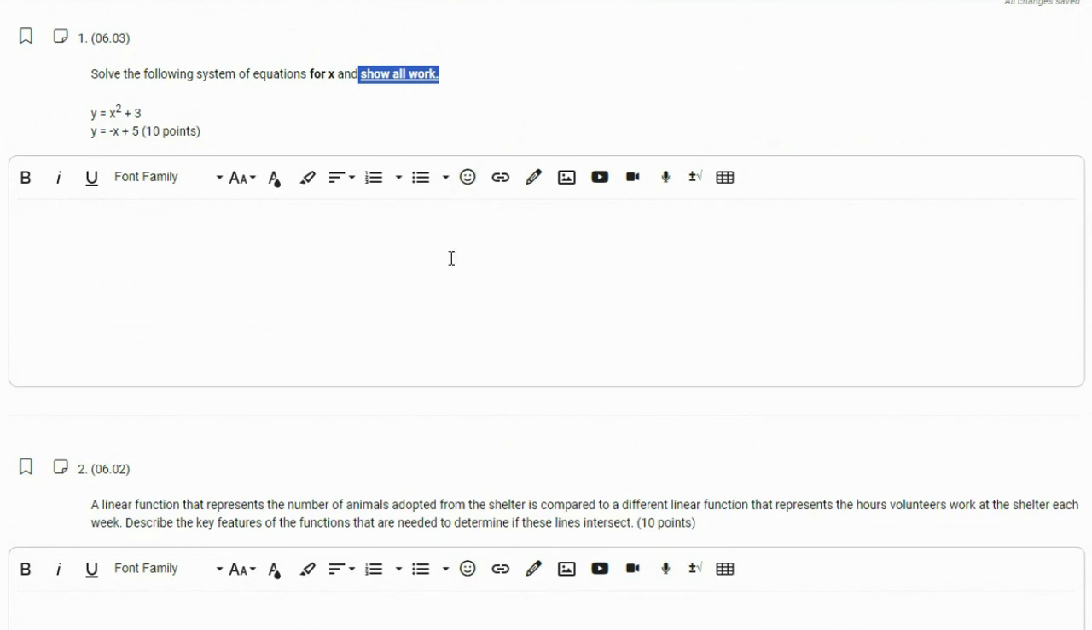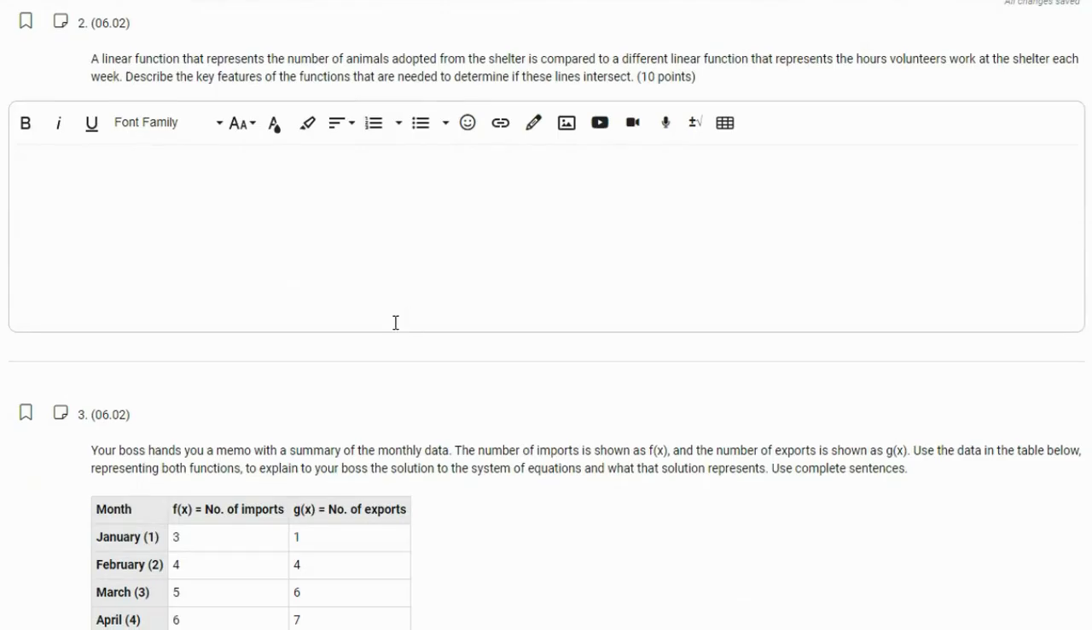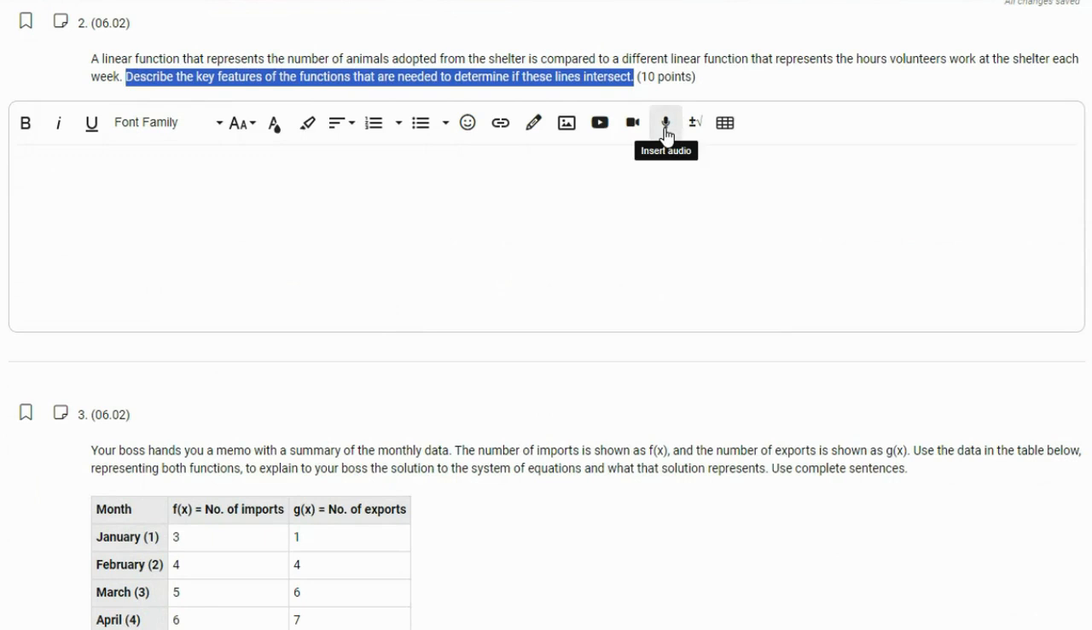So you've got a word problem here. This one just says, describe the key features that are needed to determine if they intersect. You don't have to solve this one either. How would I be able to tell if they intersect? What would I need to know? What are the key features? Remember, the key features we talked about were slope, increasing, decreasing, and y-intercept. Which of those would you need to know for that?